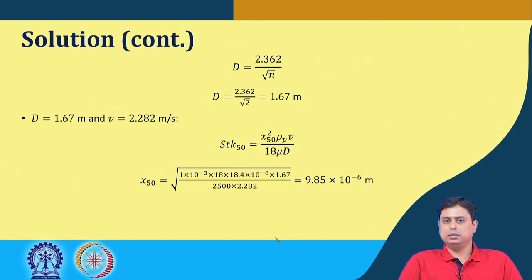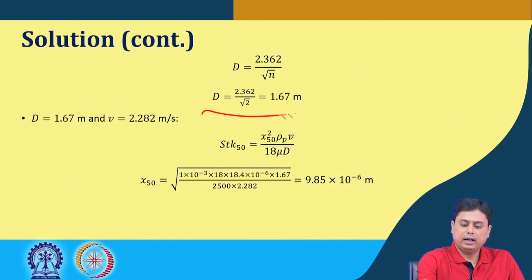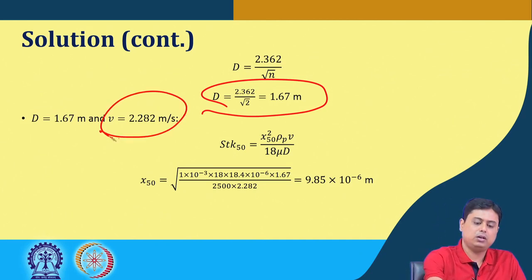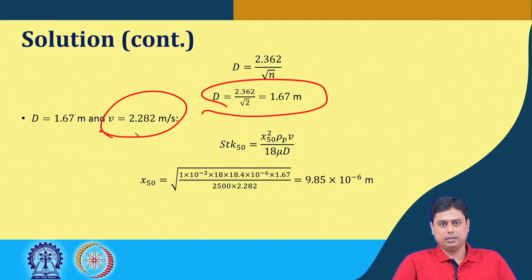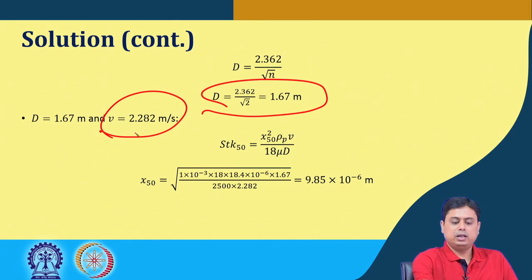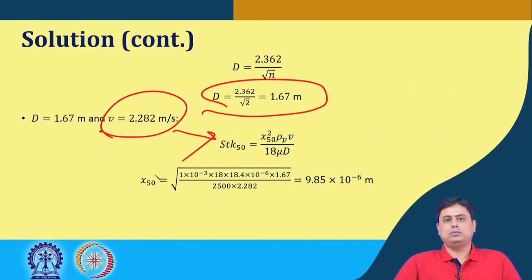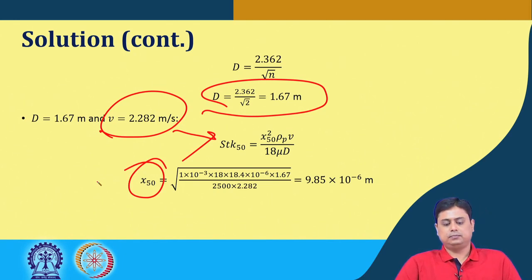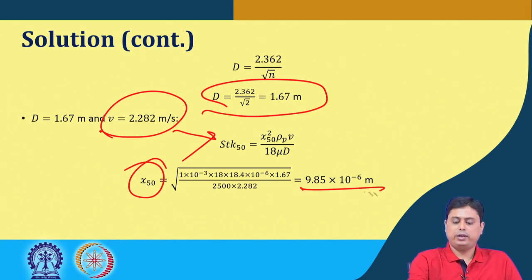That is the minimum number, and since 2 is more than 1.88, we find a new d, the diameter, 1.67 meter. So with this new diameter and the same characteristic velocity, because the Euler number remains same, this is a design parameter, we put it in the Stokes number to find the new value of cut size, which is 9.85 micron.